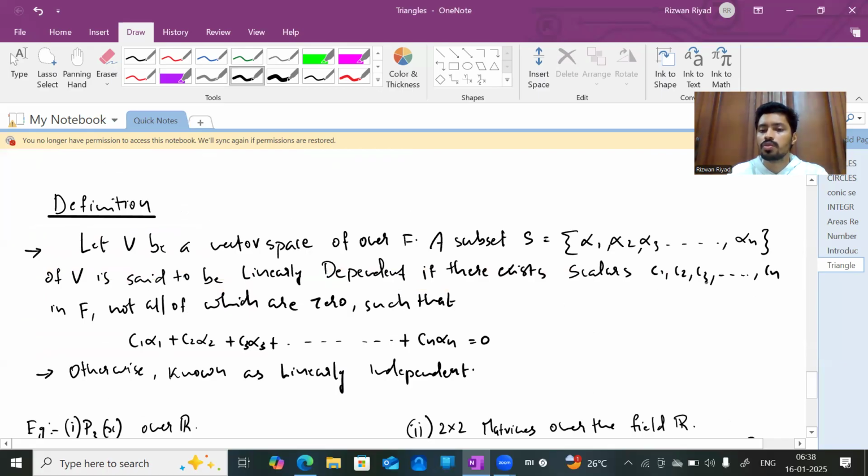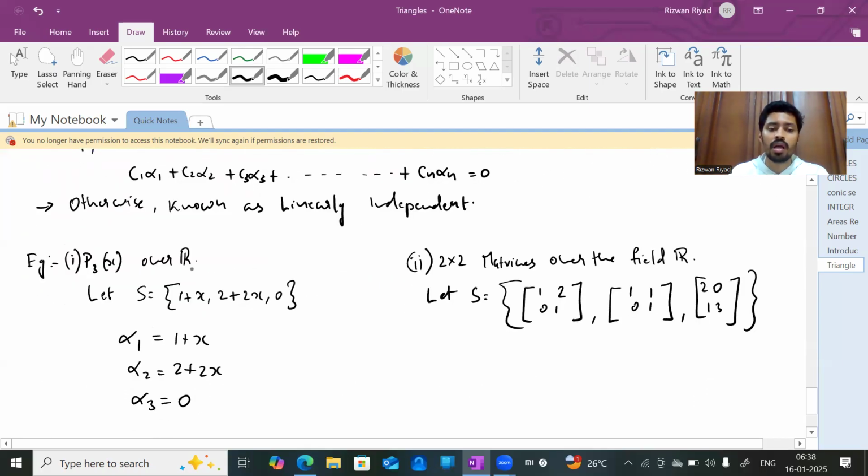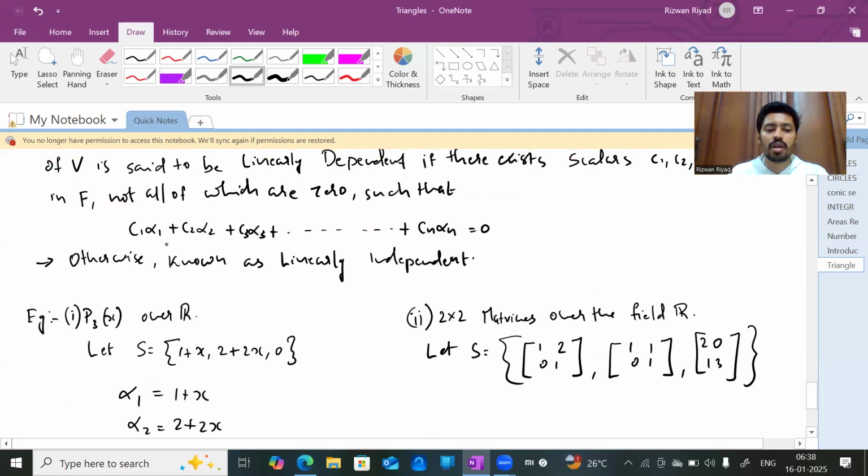Up to Cn, you can stop up to C3. C1, C2, C3 is required, where it should be in our field R. Here R is our field. So you should find real numbers C1, C2, C3 such that this equation, C1 alpha 1 plus C2 alpha 2 plus C3 alpha 3 plus etc. up to Cn alpha n equal to 0, is satisfied. And all of them are not 0. All of those C1, C2, C3 should not be 0.